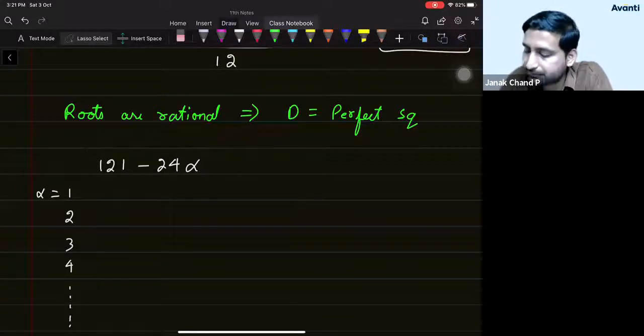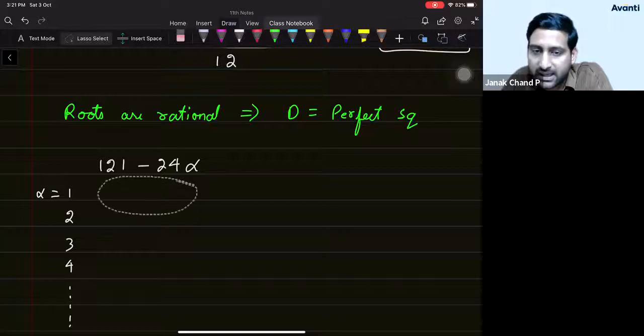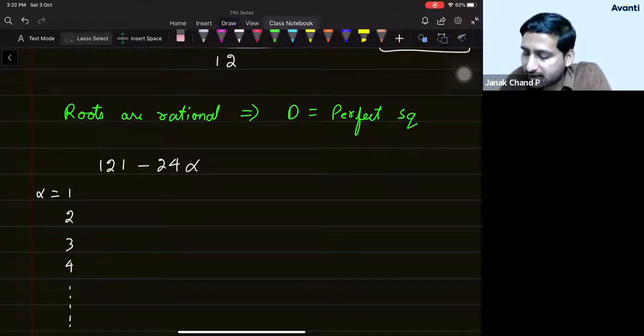Let us do this, students, and I hope you can easily understand. After a certain value, for example, let's say alpha is 10, this will become greater and this will become smaller. That means this is going to be negative. And if this becomes negative, it cannot be a perfect square. So it will not be very time consuming. After a certain value of alpha, once this becomes negative, we need to stop there, because a negative number cannot be a perfect square. So let us just do this.